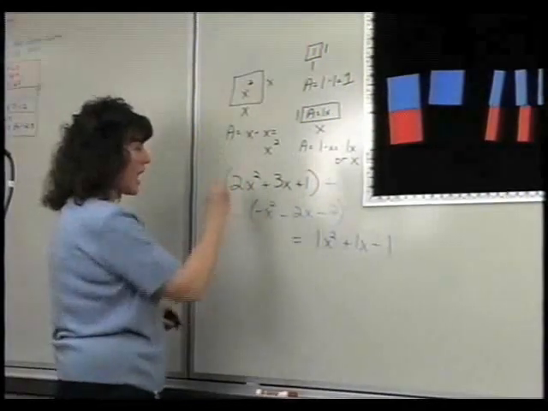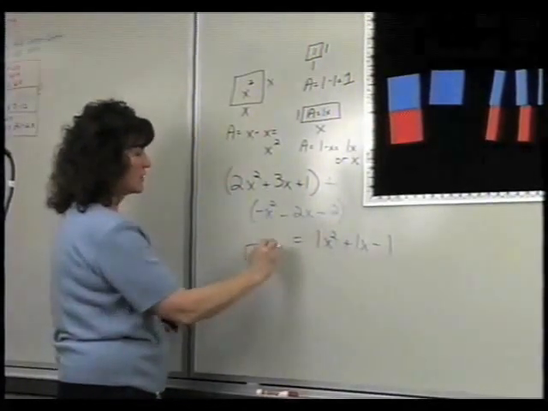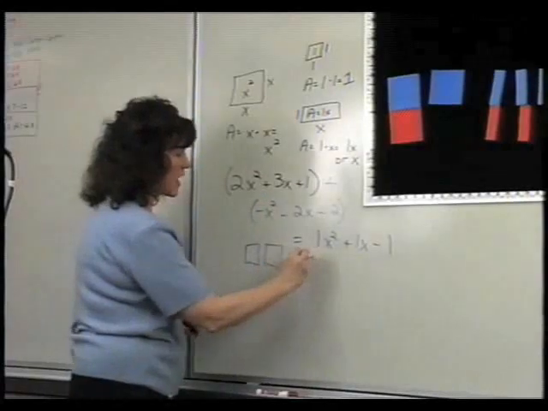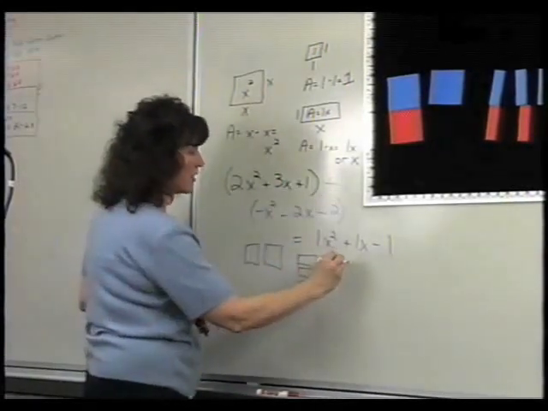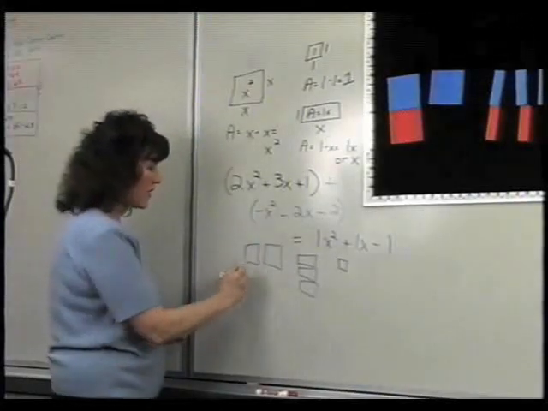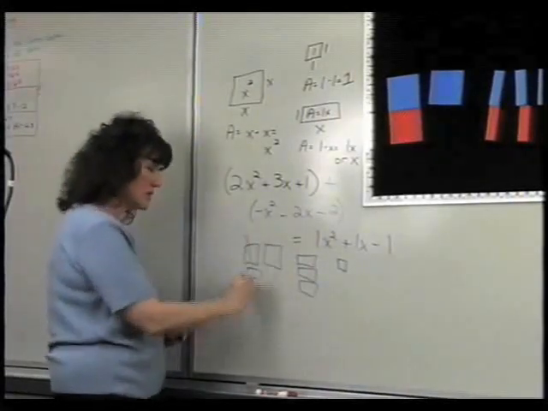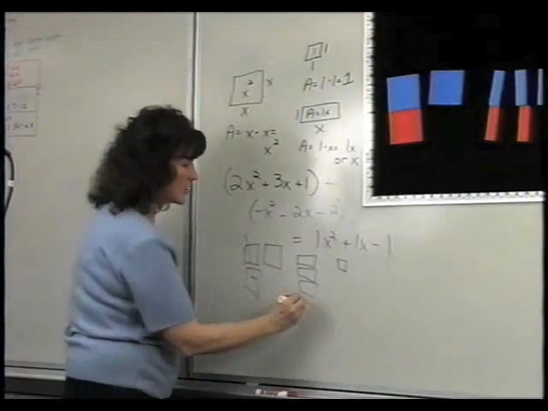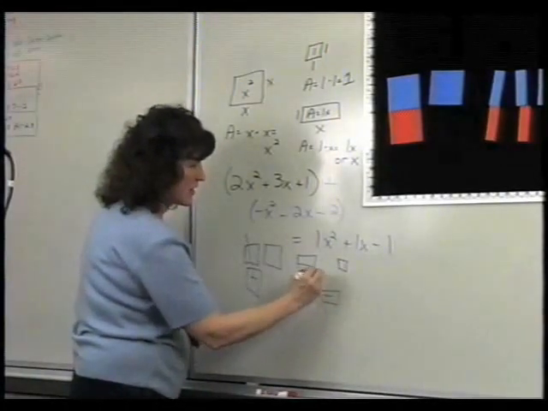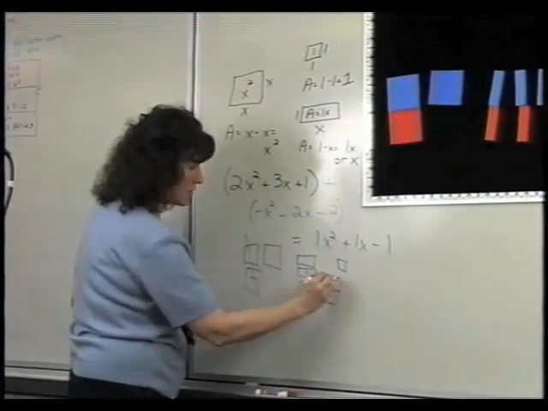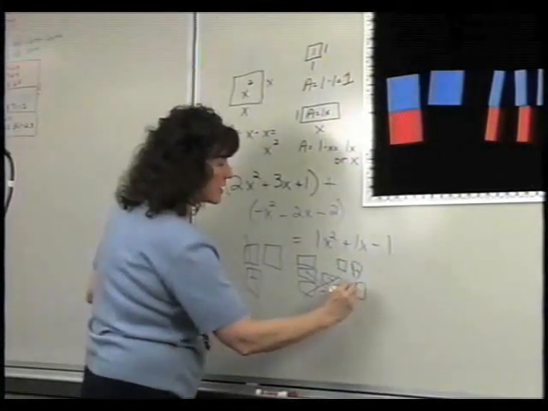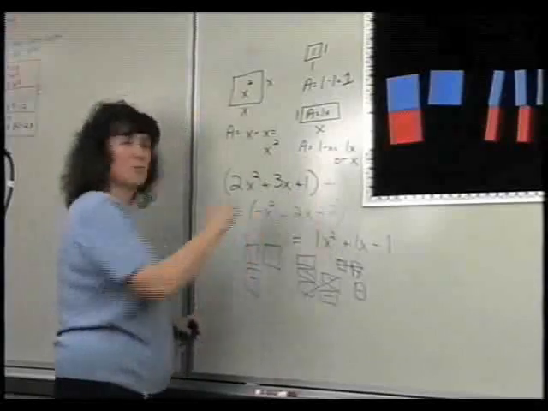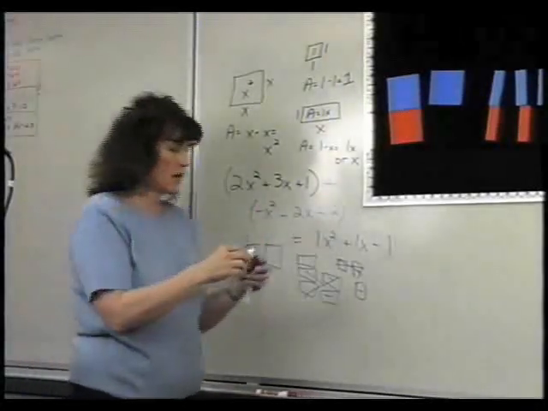They can always say, okay, I know that this is 2x squared. And I know that this is 3x. And I know that I have 1 here. And then they can draw that negative x squared, know that that's going to neutralize out. They can draw in a negative 2x, know that that's going to neutralize out. And then they can draw in a negative 2 and realize that that's going to neutralize out and still come up with the same answer, even if they don't have the tiles.